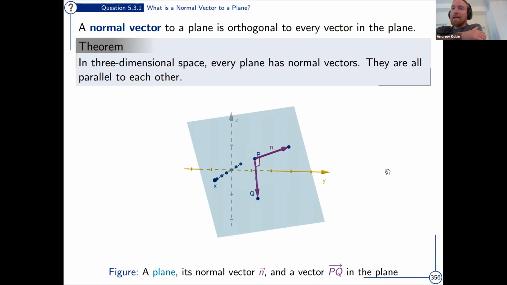So if you have a plane in 3 dimensions, there are normal vectors to that plane, and they are all parallel, or they all lie along the same line. This is really a theorem coming from 3-dimensional geometry that we're not going to prove.